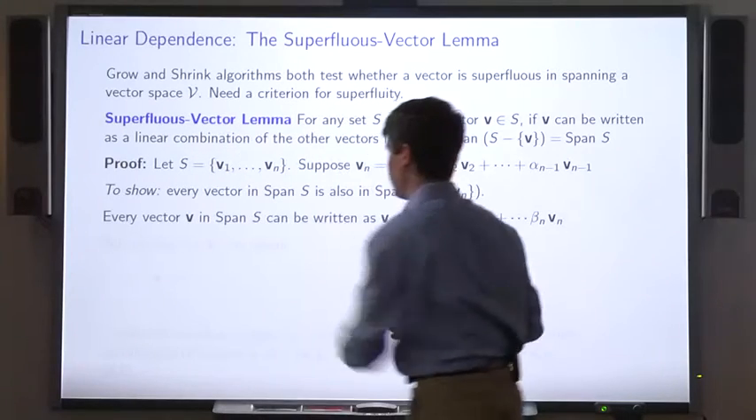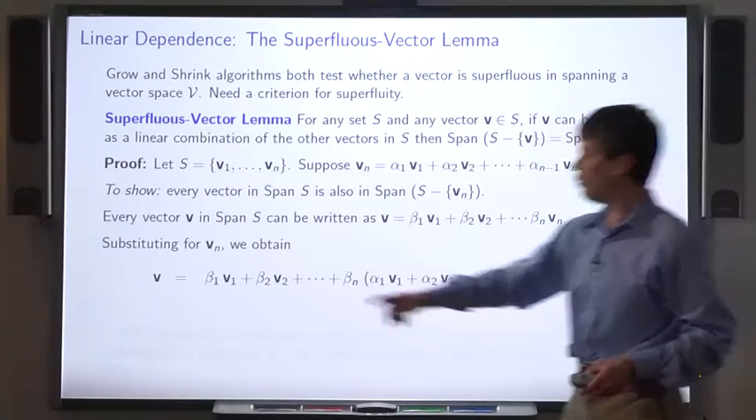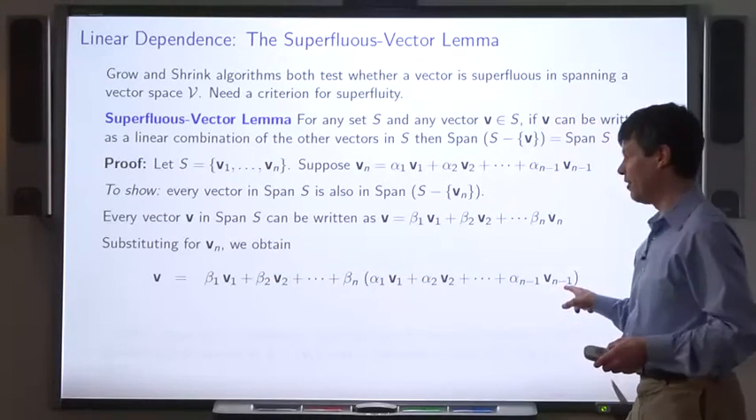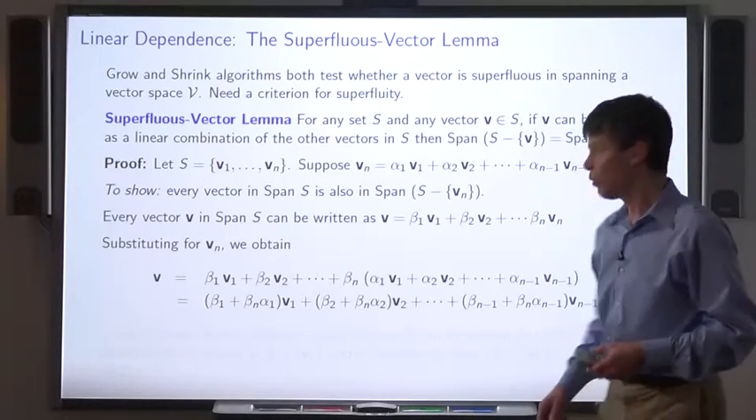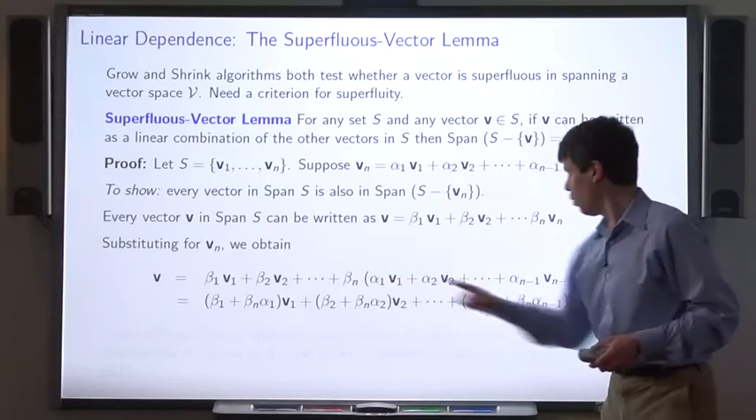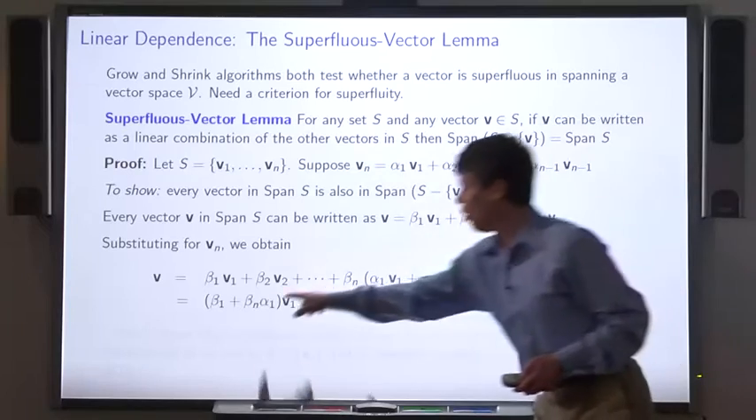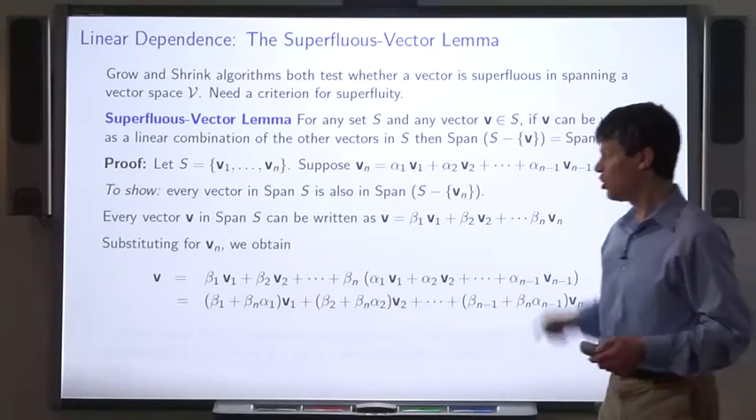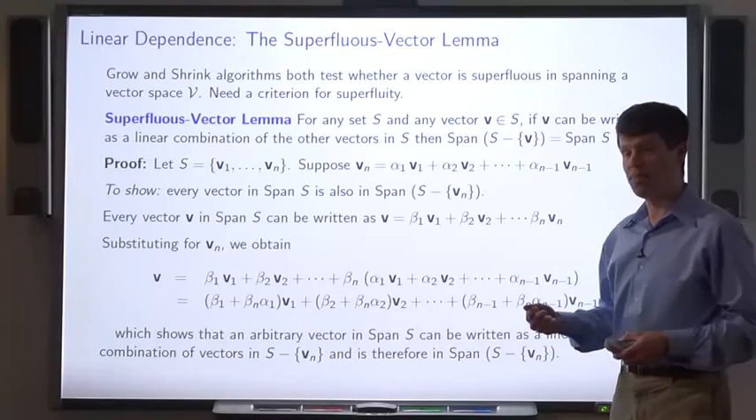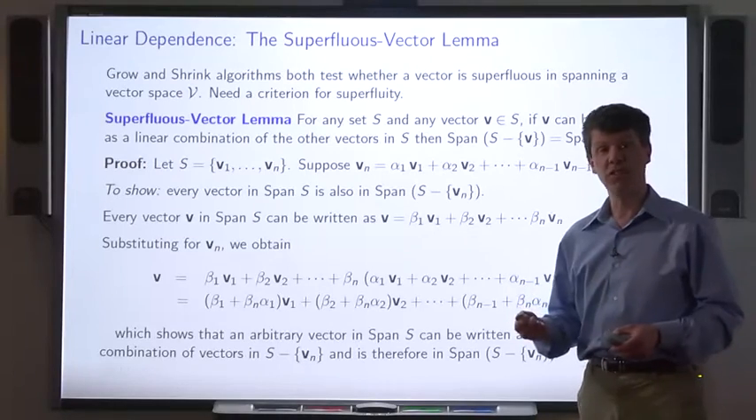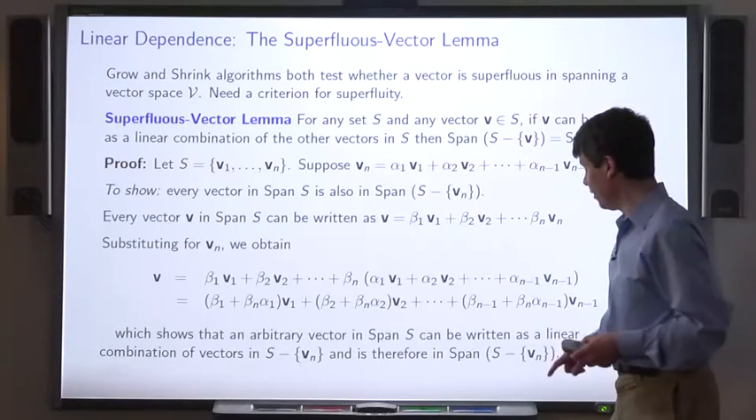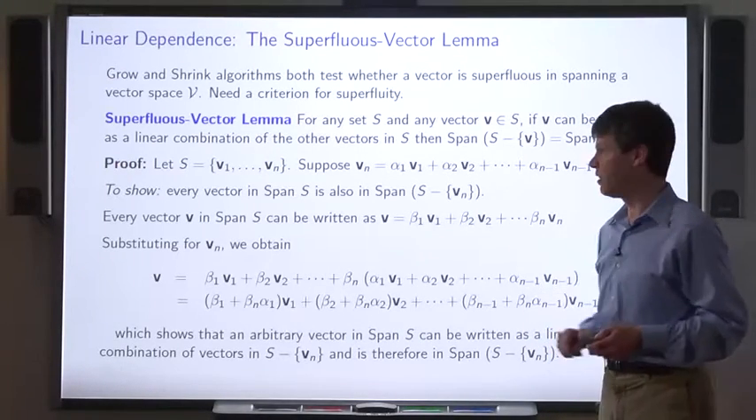Substituting for vn in this expression, we obtain v equals this linear combination, where notice that vn does not appear. We can rewrite that so that it's obvious it's just a linear combination in the vectors v1 through vn minus 1. And these are the coefficients. So this shows that the vector v, an arbitrary vector in span of S, can be written as a linear combination of the vectors in S minus vn, and is therefore in the span of that set. That completes the proof.